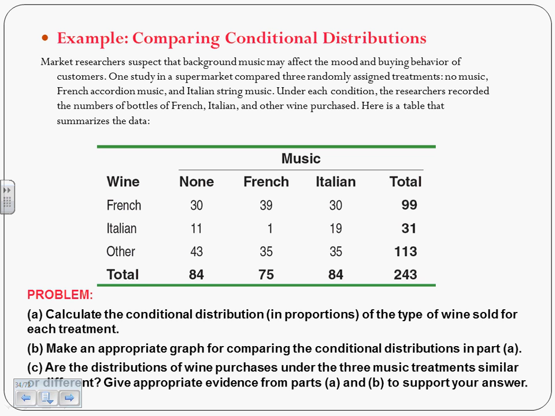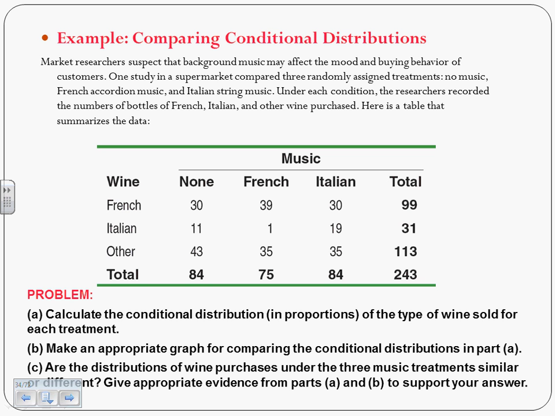This is very interesting. Okay, calculate the conditional distribution and proportions of the type of wine sold for each treatment. Make an appropriate graph for comparing the conditional distributions in Part A, and are the distributions of wine purchases under the 3 music treatments similar or different? Give appropriate evidence from Parts A and B to support your answer.